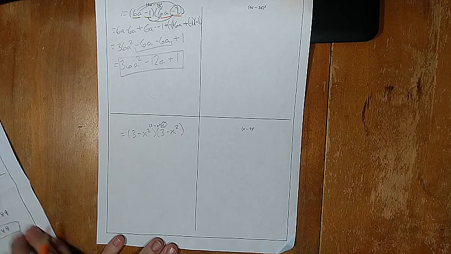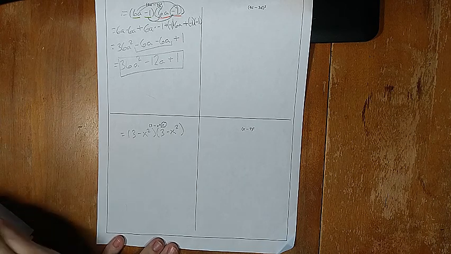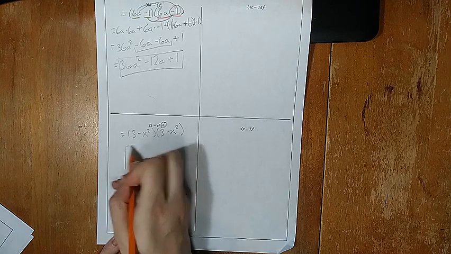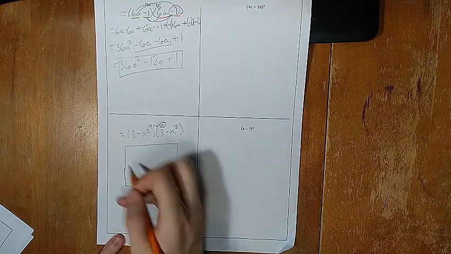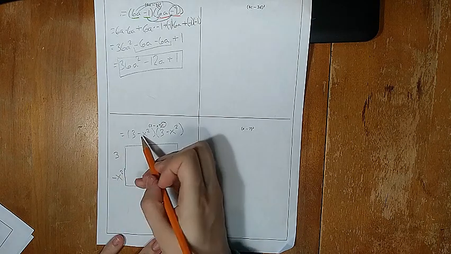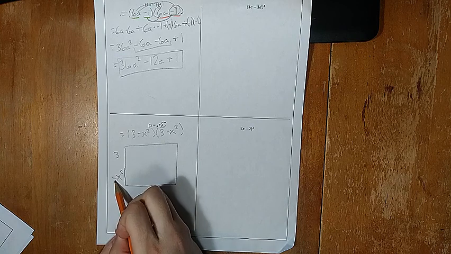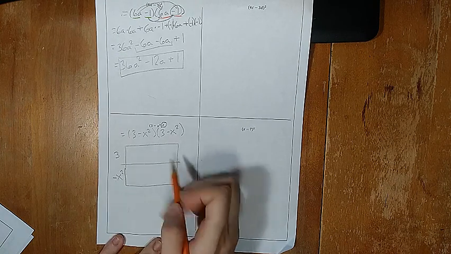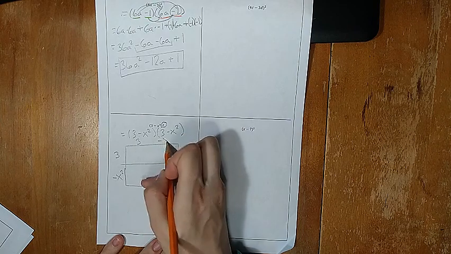I'm going to do area model on this one because I've been doing a lot of distributive property. So for this one, I'm going to draw my box. I have 3 minus x squared. Remember, keep that subtraction sign and just turn it into a negative with the x. And then along the top here, I'm going to do 3 minus x squared.